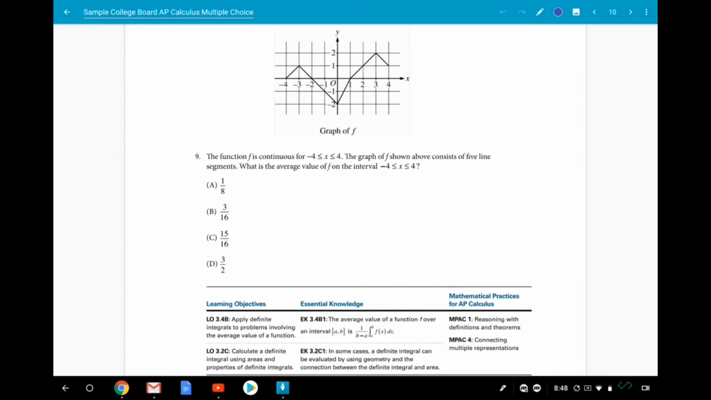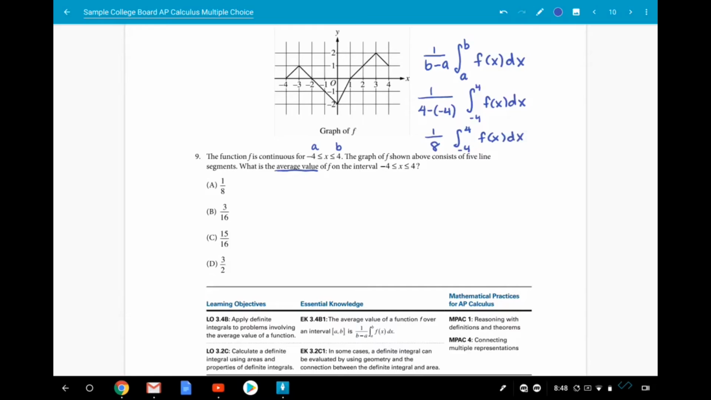So when you hear average value, you should be thinking of the formula 1 over b minus a, integral from a to b, f of x dx. And our a is going to be negative 4, and our b is 4. So we're going to get 1 over 4 minus negative 4, integral from negative 4 to 4 of f of x dx, which is 1 over 8, integral from negative 4 to 4 of f of x dx.